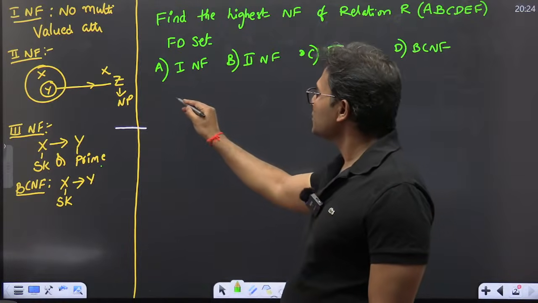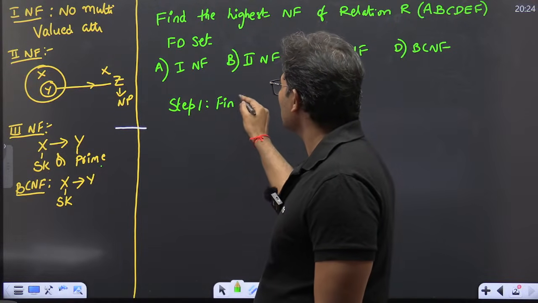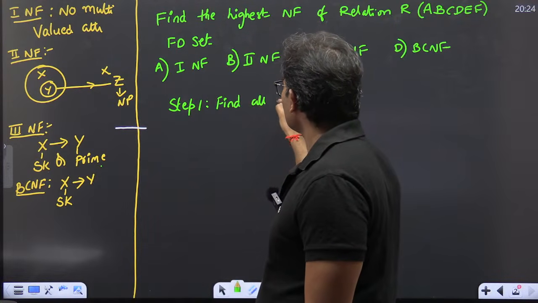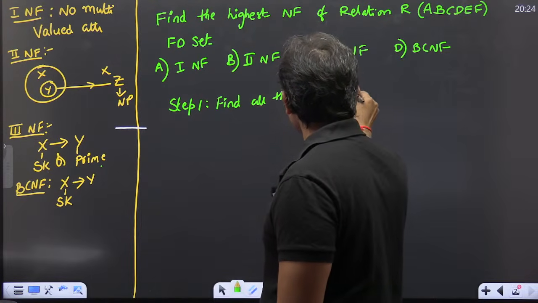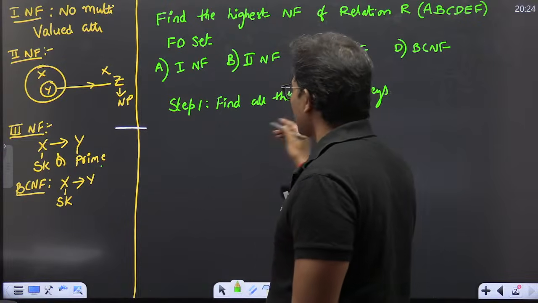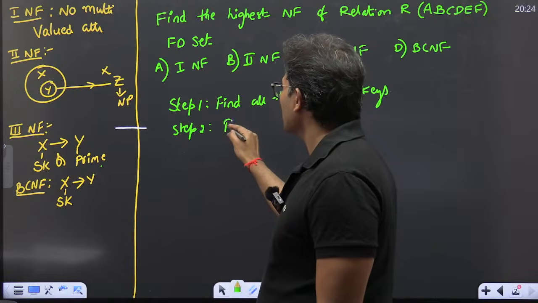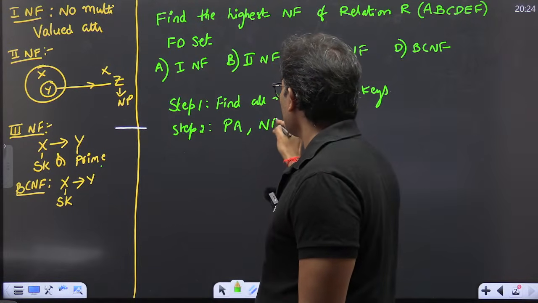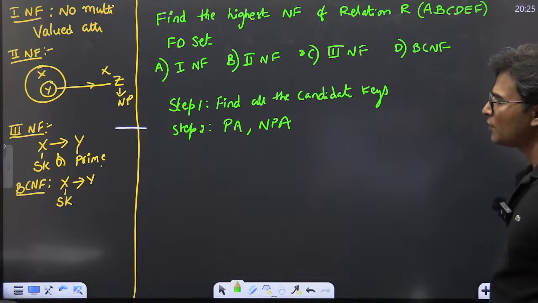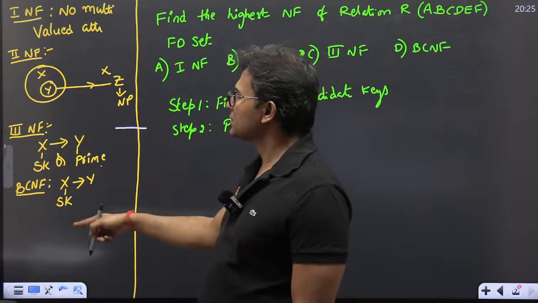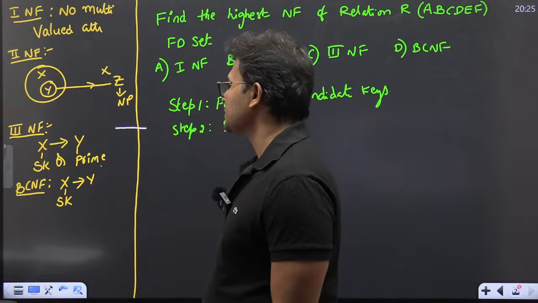Step one is to find all the candidate keys. After you find the candidate keys, step 2 is to find out what are the prime attributes and what are the non-prime attributes. Once you are done with this, we are going to apply these rules to find out the highest normal form a table is in.